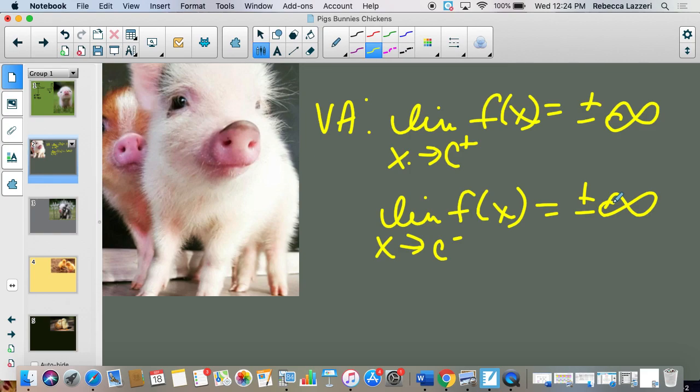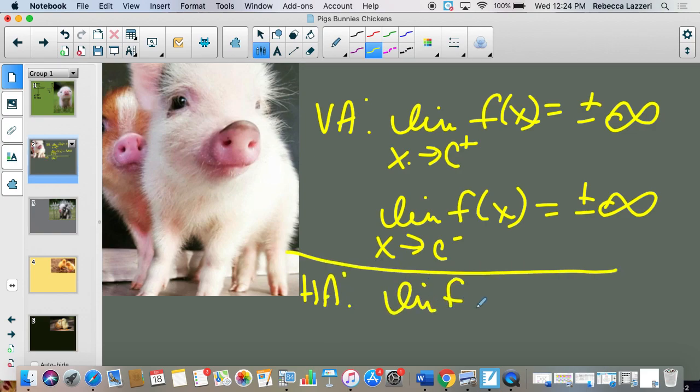So hopefully you're really getting what I'm saying. A horizontal asymptote can only occur if you take the limit of a function as x approaches infinity, positive or negative infinity, and you get pulled towards some number, some constant. Tons of graphs don't have either one of these. Some have one or both. You just kind of have to look around and see.